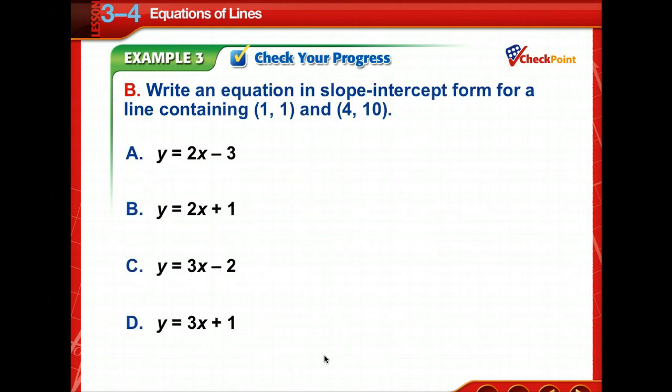Write an equation in slope-intercept form for a line containing these 2 points. So again, follow that process, pause this video, and then come back and check your answer. So y is equal to 3x minus 2. Excellent job.